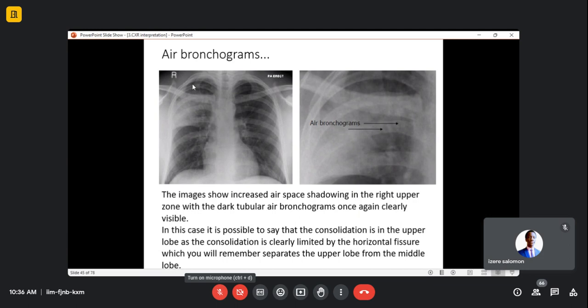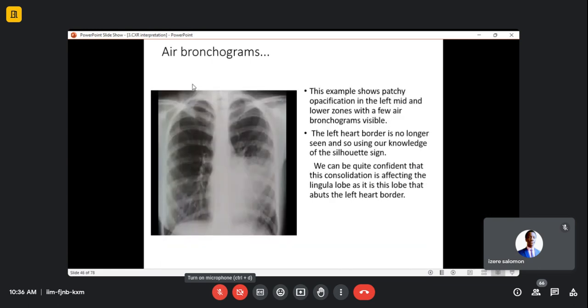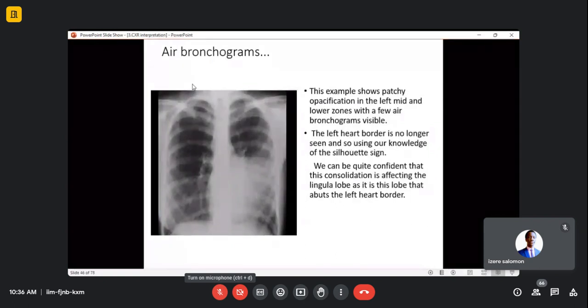Okay? And we haven't seen this. There is a patchy... Patchy, remember what patchy means? Patchy is something that's irregular. Patchy opacity in the left lung.